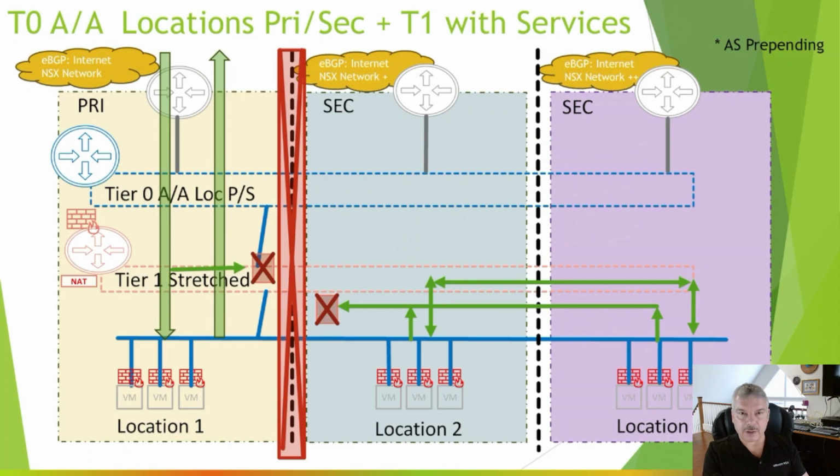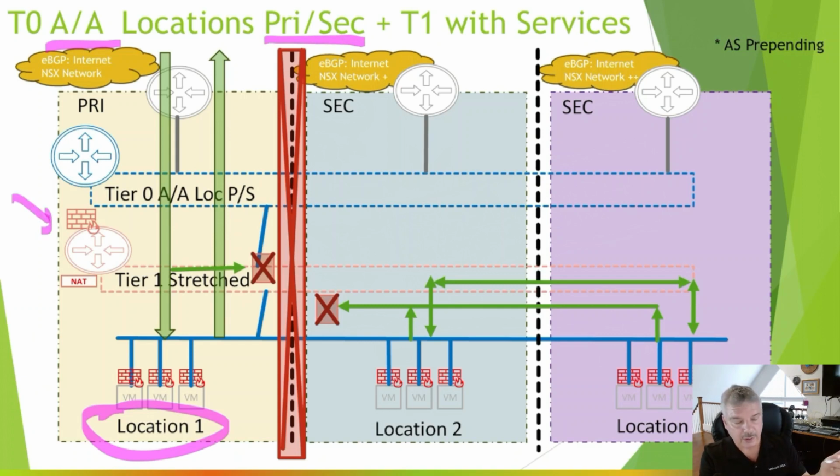Same kind of thing with the split brain. If we lose communication, so we basically have somehow we've lost communication with location 1. And again, it's active, primary, secondaries. So again, location 1 is perfectly happy. Everything's working north-south. Location 2 and 3 are the ones that are suffering.